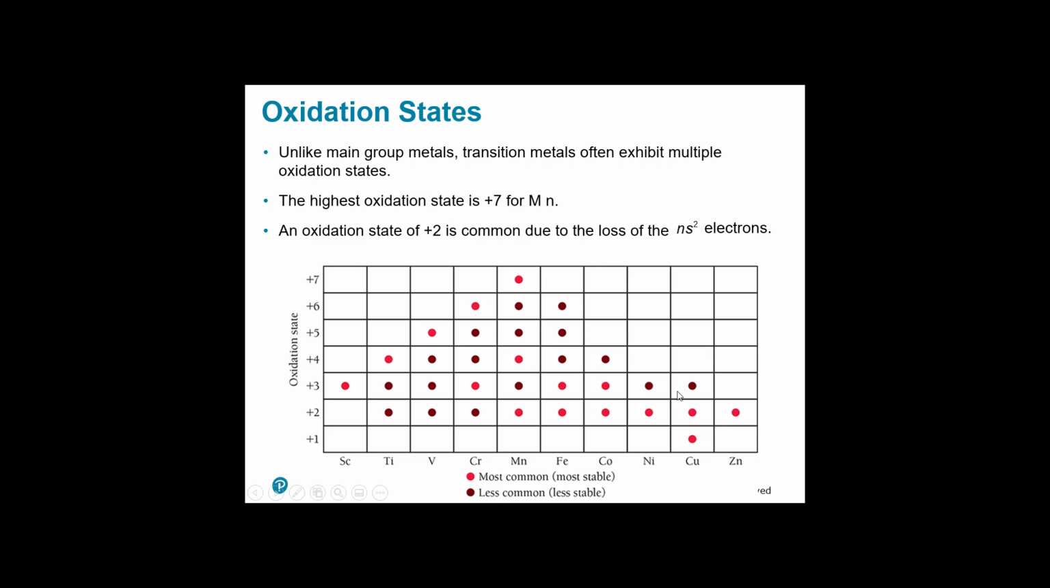So if you look at something like nickel and copper, it's really common to have an oxidation state of +2, but it's really difficult to get either one to +3. That has to do with the effective nuclear charge, where the nucleus is holding on to the electrons more. So it's not going to give those up very easily.